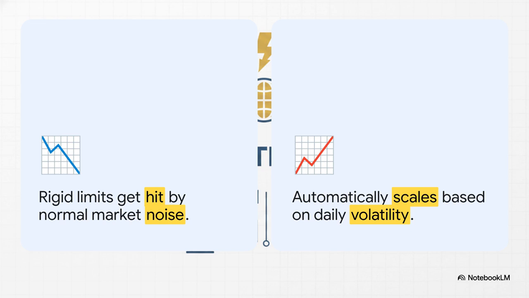Now, compare that to ATR dynamic risk. The average true range calculates actual current market behavior. The EA automatically scales the stop loss and take profit distances based on daily volatility. On quiet days, the parameters tighten up. On wild days, they widen out. The EA literally adapts to whatever the current conditions are.